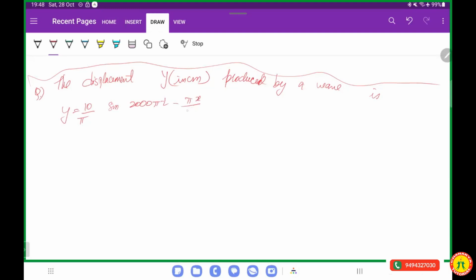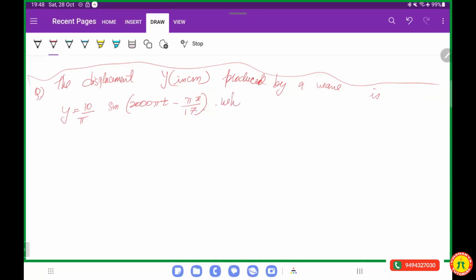Now what is this question? Let's solve it. Okay, this question is done. 10 by pi sine, this is your amplitude, this is your omega. Done. Half thing is done here. x by 17.